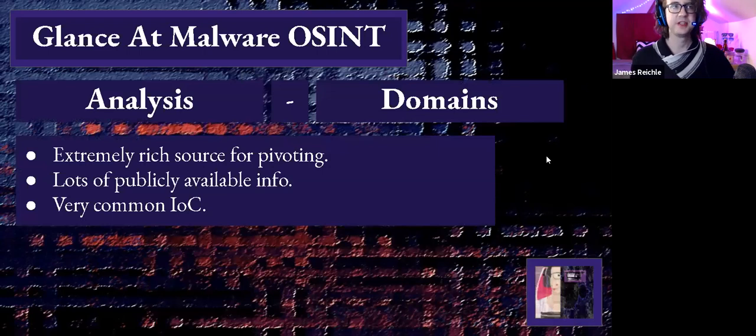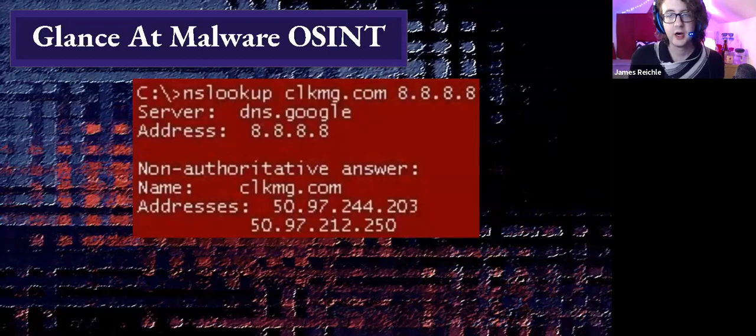So I know I mentioned domains and certificates there, so we're going to pivot off of that directly into domains. They are an extremely rich source of information for pivoting. They have a lot of publicly available information because of DNS records. And if you're reading white papers or write-ups or blog posts, reports, etc., they're going to be a very common indicator of compromise.